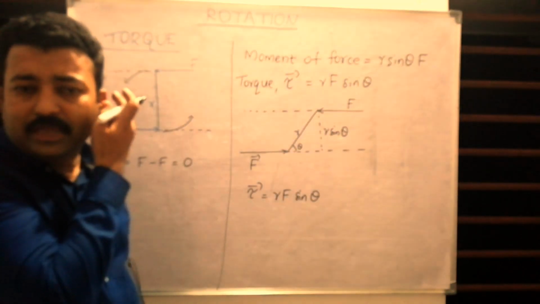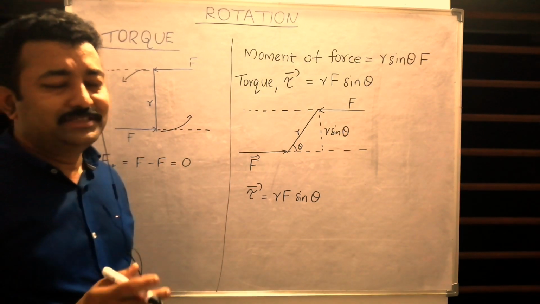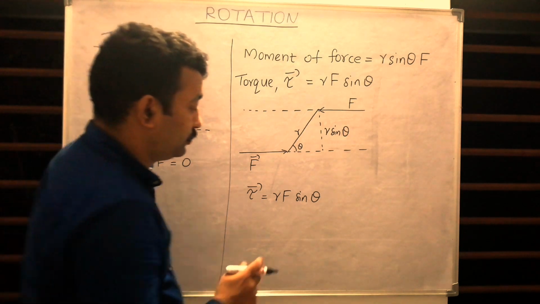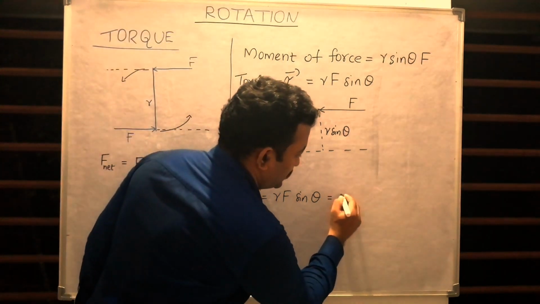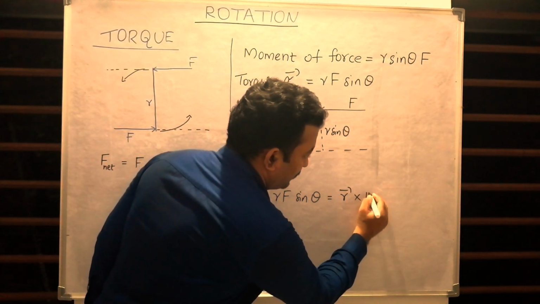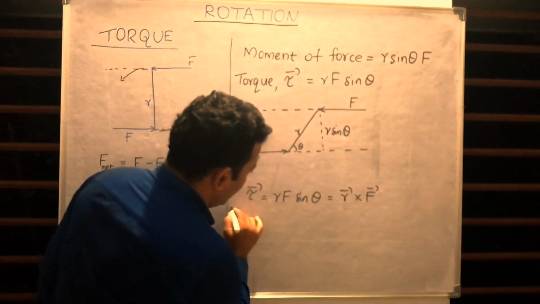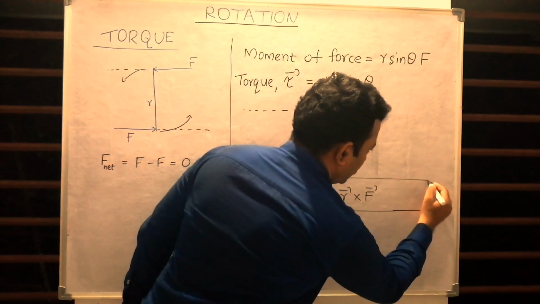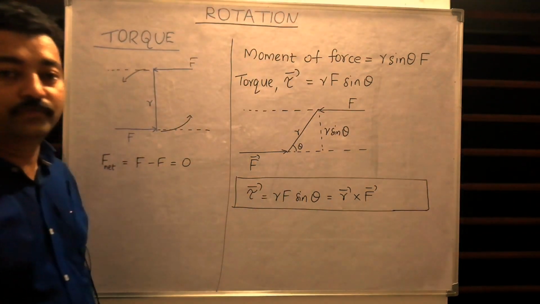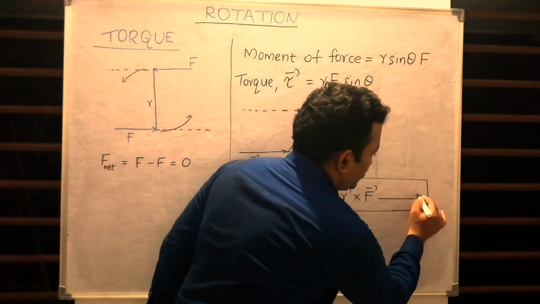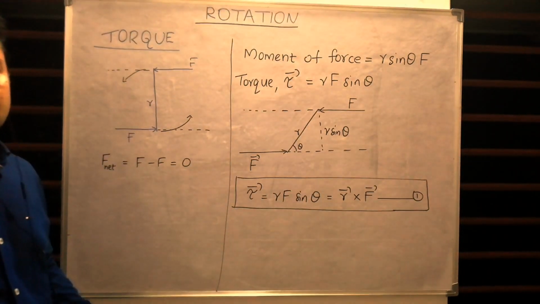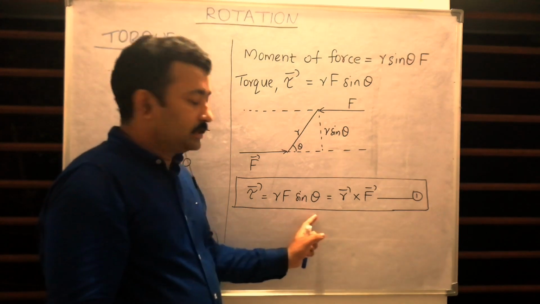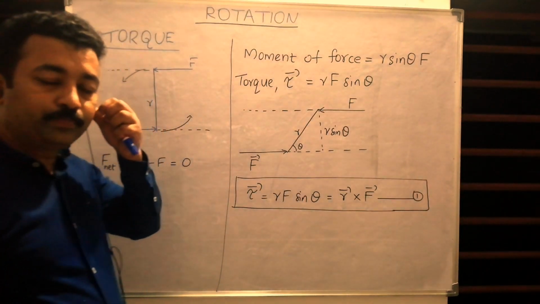You must be remembering AB sine theta. What is AB sine theta? That is A cross B, the cross product of two vectors. So this can be written as r cross F. That is the expression for the torque. Torque is nothing but the cross product of position and force, or the force multiplied by the perpendicular distance between the two.